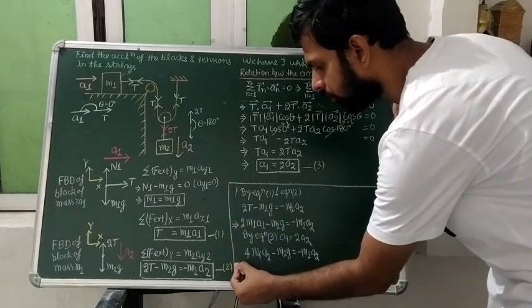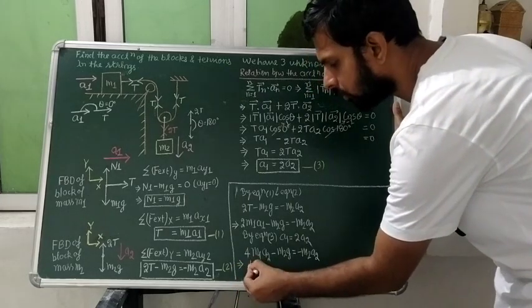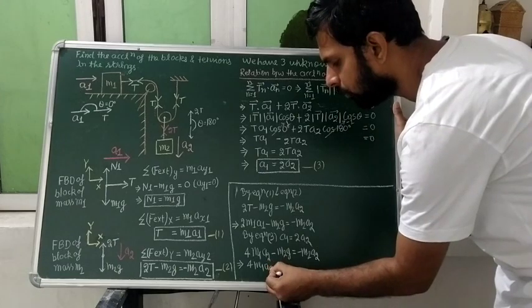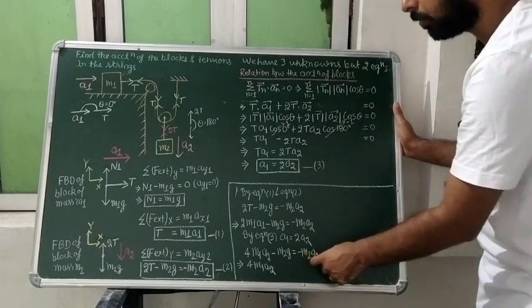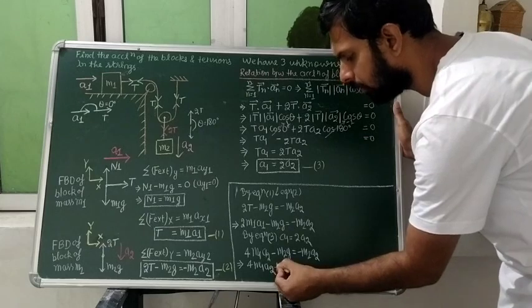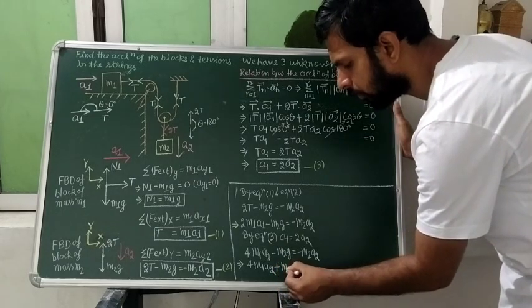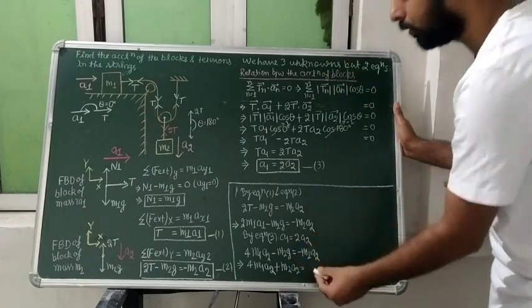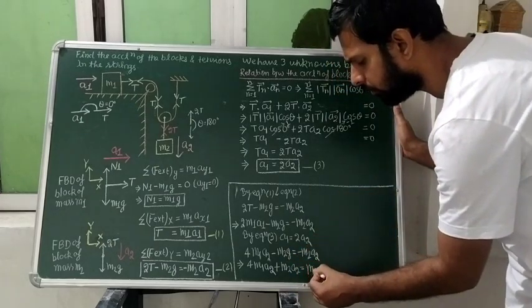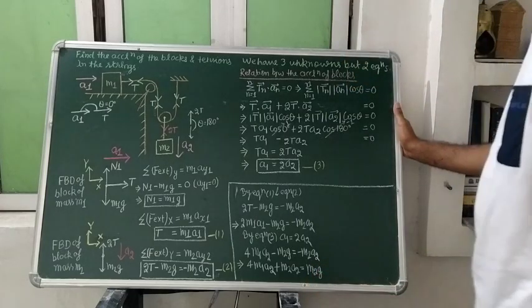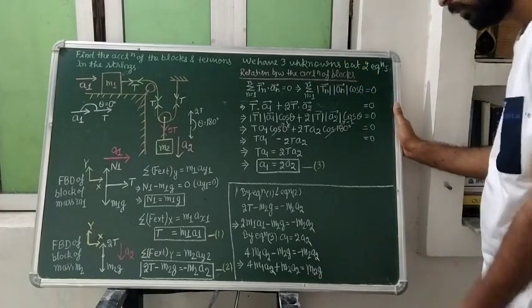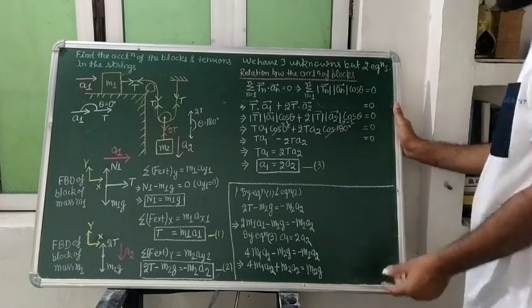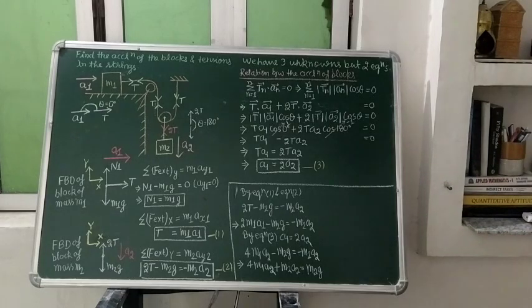It is going to give you this 4m1a2. This m2a2 will go to the other side, so it will become plus m2a2, and on the other side, this m2g will come on this side, so this will become m2g. And this m2g, here you will get, okay, write up here first.